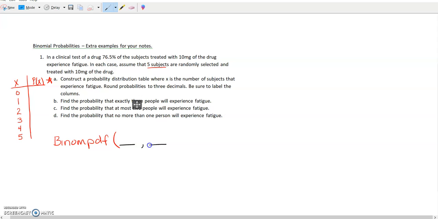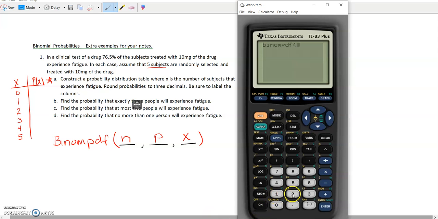There are 3 things that we have to tell it: N, the number of subjects; P, the probability of success; and then X, the number of subjects that we're specifically looking at, the number of successes. In this problem, N is 5, there are 5 subjects in a group. My probability of success comes from the percentage. They told us 76.5% experience fatigue, so that's 0.765, comma, X, the number of successes.